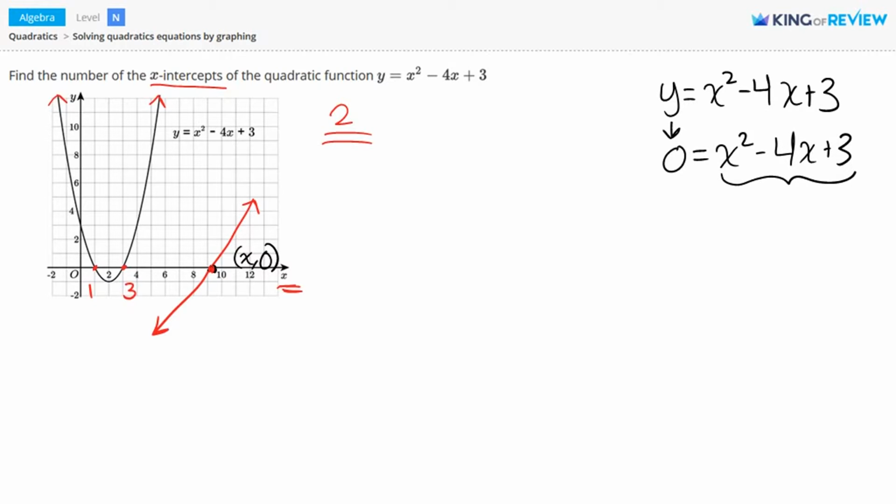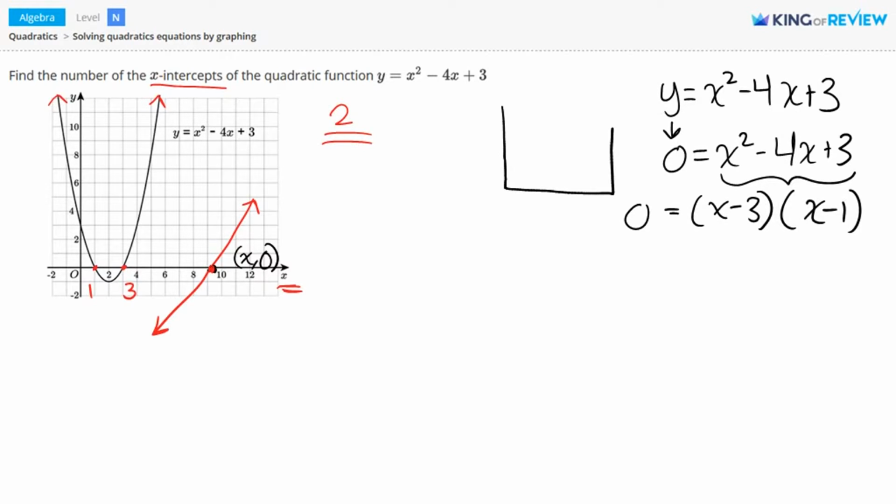Now we can factor this portion here and solve for x. We have 0 equals x minus 3 times x minus 1. And I got x minus 3 times x minus 1 by using the box method. The box method for factoring is this. You put the x squared term here, which is x squared. You put your constant term here, which is 3.